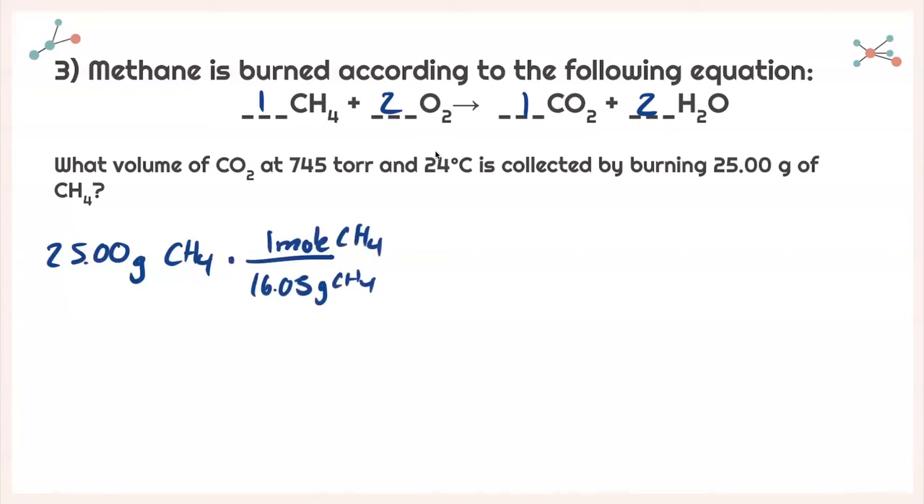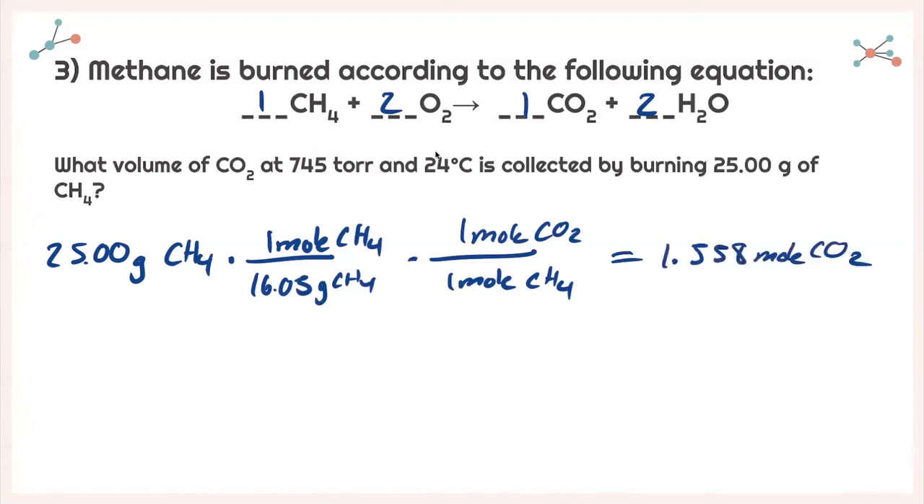So that tells me that in 1 mole of methane, there are 16.05 grams of methane. I can then use my balanced chemical equation to go from moles of methane to moles of CO2. It tells me that 1 mole of methane will be the same as 1 mole of carbon dioxide. Plugging that into my calculator, I'm able to get 1.558 moles of carbon dioxide.